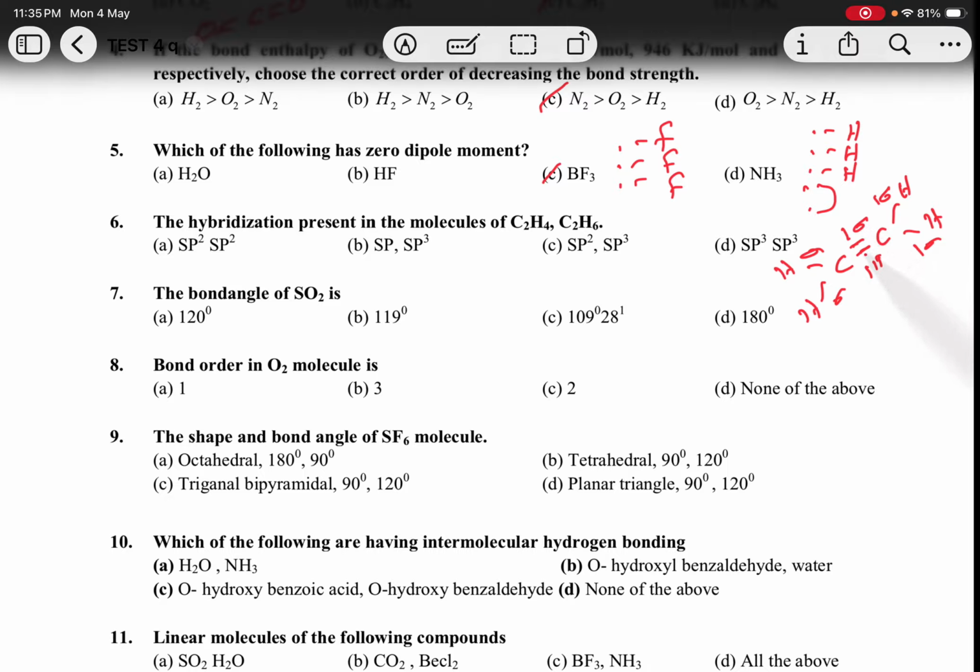sp2. All single bonds means sp3 hybridization, 1 pi bond means sp2 hybridization, 2 pi bonds means sp hybridization. So C2H4 contains one pi bond. So in C2H4 the hybridization is sp2. C2H6.